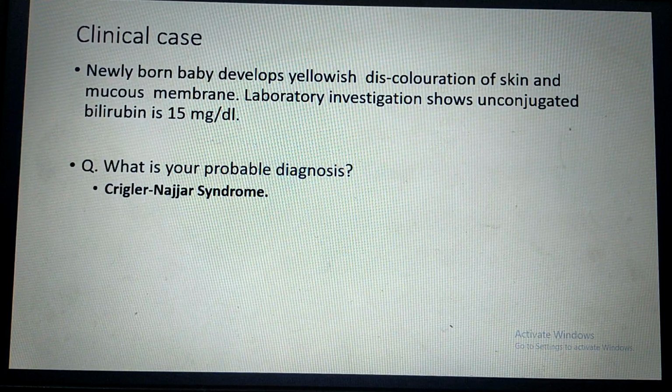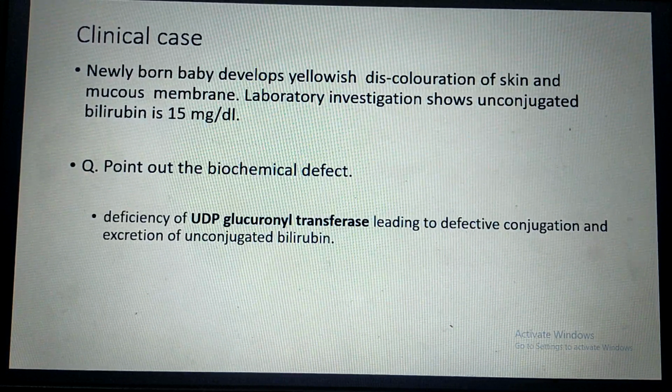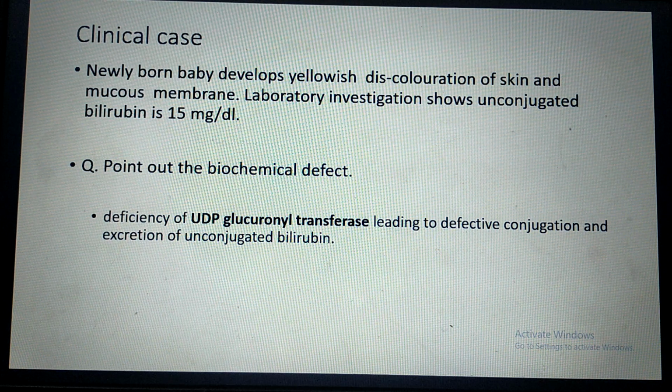Probable diagnosis is Crigler-Najjar syndrome. The biochemical defect is a deficiency of UDP glucuronyl transferase enzyme. Therefore, there is defective conjugation of unconjugated bilirubin and its excretion is hampered. Therefore, unconjugated bilirubin level increases.